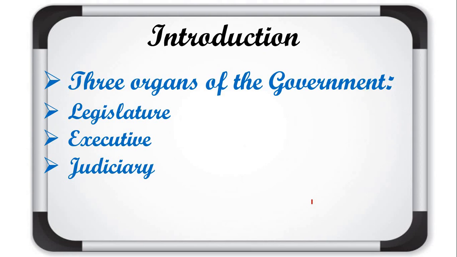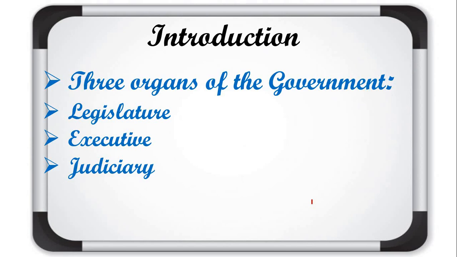Okay, so legislature. As we know that legislature is the organ of the government which makes the law for the whole country. Means legislature is the law making body. Second one is executive. The main function of this organ is to implement the laws which are made by legislature. And third one is judiciary. Actually judiciary provides justice. So now about judiciary we will study in details.